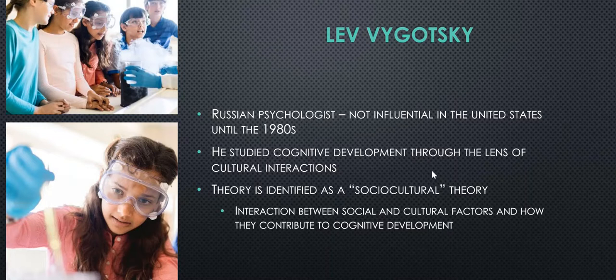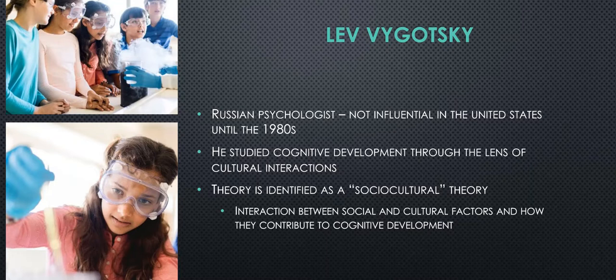So he studied cognitive development through the lens of cultural interactions. And so his theory, as I mentioned before, is identified as a socio-cultural theory. And that word is a fancy word that basically means exactly what it sounds. It's the interaction between social and cultural factors and how they contribute to cognitive development. So he looked at brain development through the lens of social and cultural factors. So what was happening around the child that contributed to their cognitive development, what was happening in that child's culture specifically.